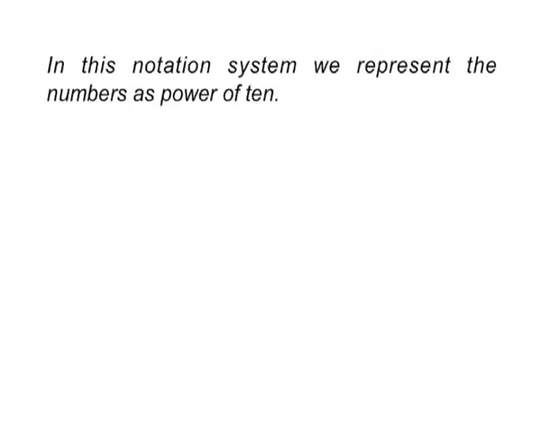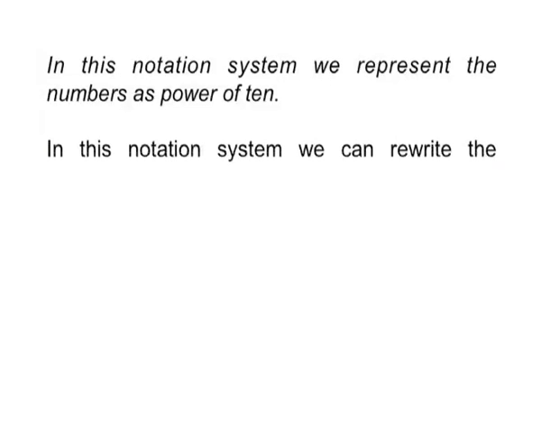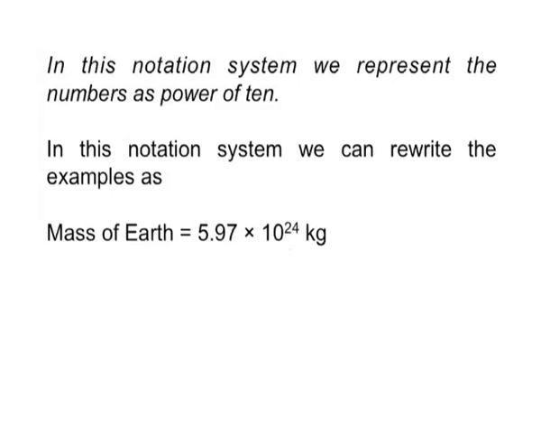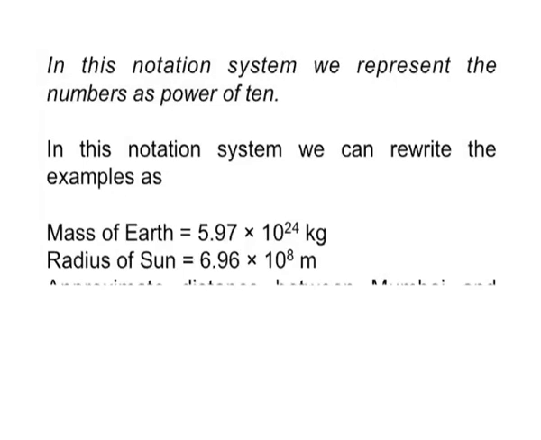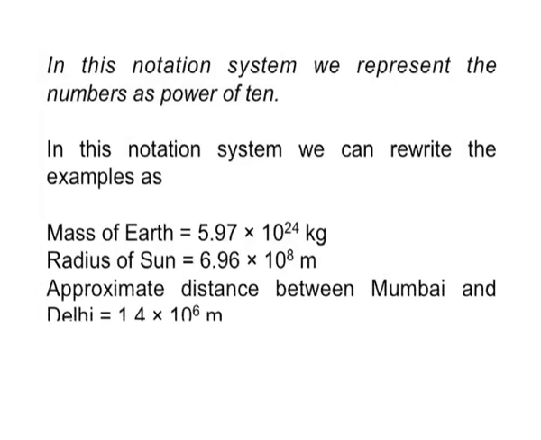In this notation system, we represent numbers as powers of 10. We can rewrite those examples. Mass of the Earth can now be written as 5.97 into 10 to the power 24 kilogram. Radius of Sun can now be written as 6.96 into 10 to the power 8 meters. The approximate distance between Bombay and Delhi is given as 1.4 into 10 to the power 6 meters.